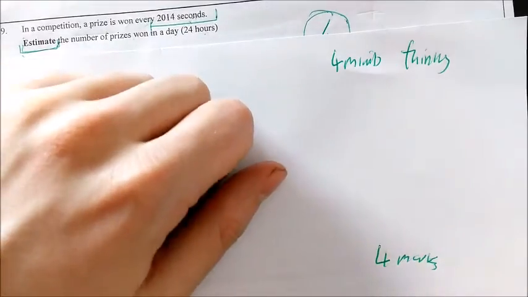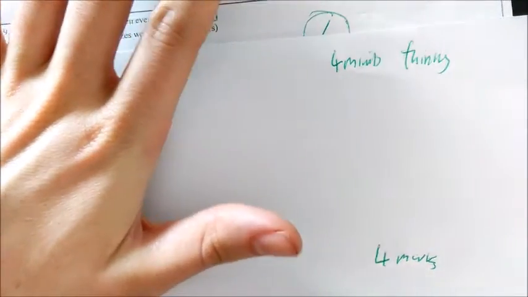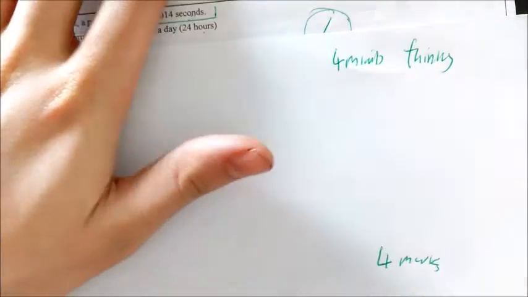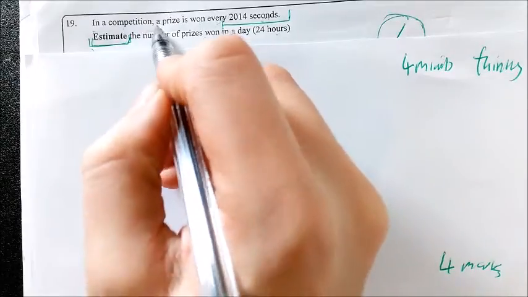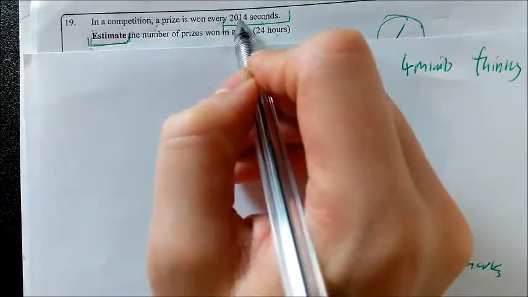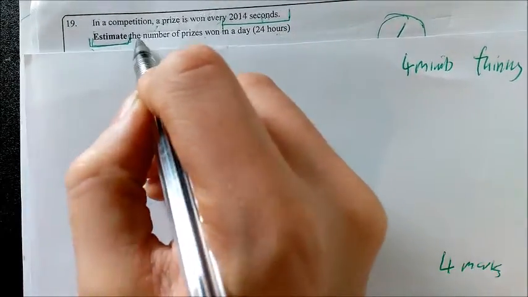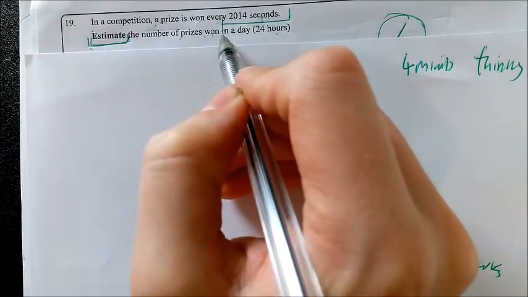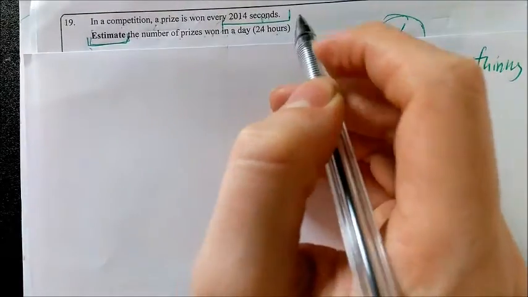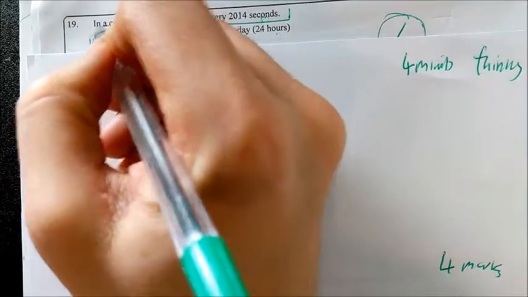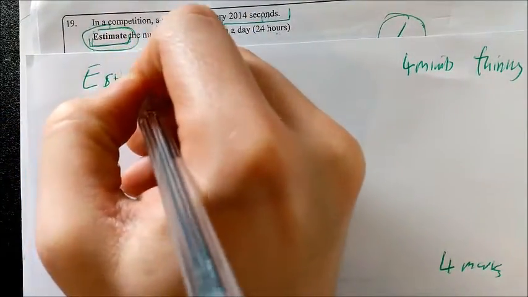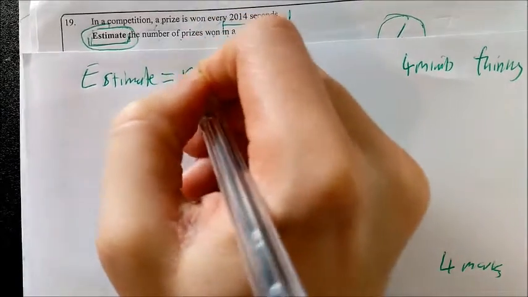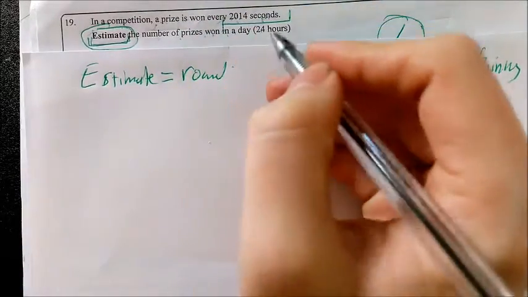Now, the trick with this is there's going to be loads of working out marks. And these working out marks are great because you don't actually always have to understand the question to get them. If I see question 19, in a competition, a prize is won every 214 seconds. Estimate the number of prizes won in a day, 24 hours. Now, look at that word estimate. What does estimate mean? It means round. So I just need to round all the numbers in my question.